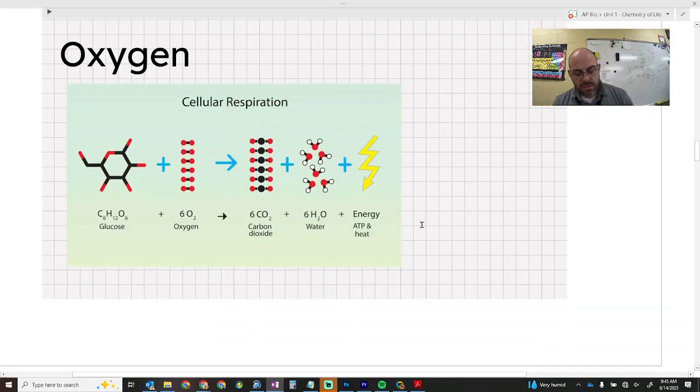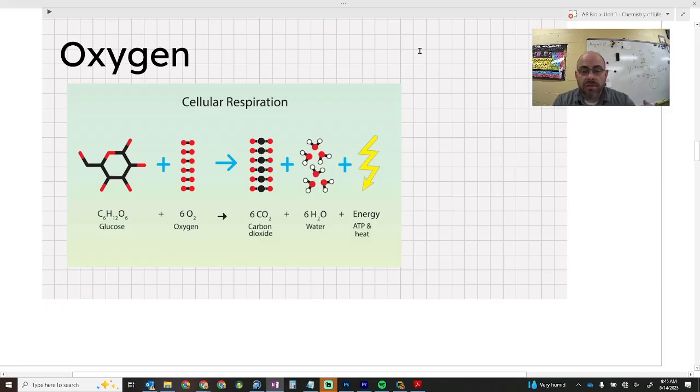Oxygen's next. Oxygen is very important. Living things can't live without oxygen, or most living things. Some living things can live without it. So it's required for cellular respiration, which we're going to talk about in another unit. It's required for water, obviously a necessary component of H2O. And it is found in all of the types of macromolecules that we're going to be talking about. So it's a very important element.